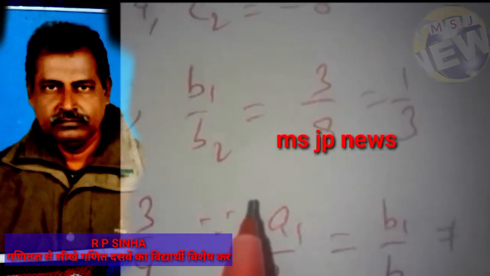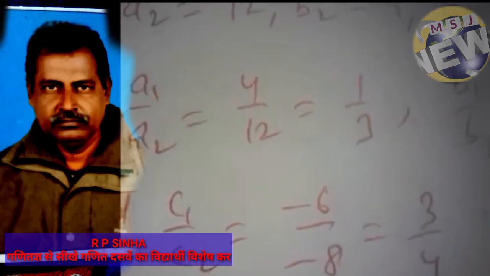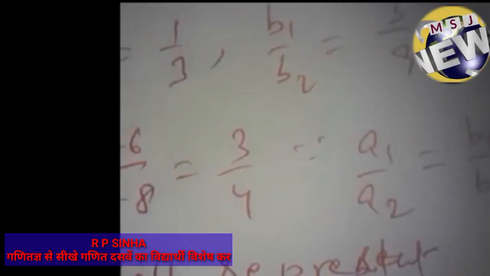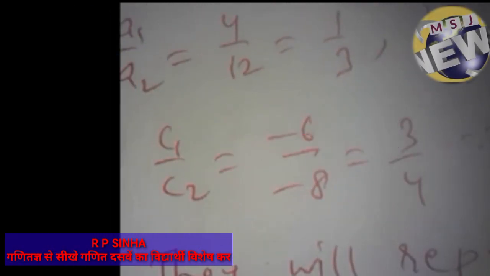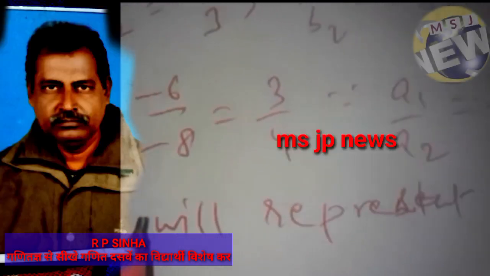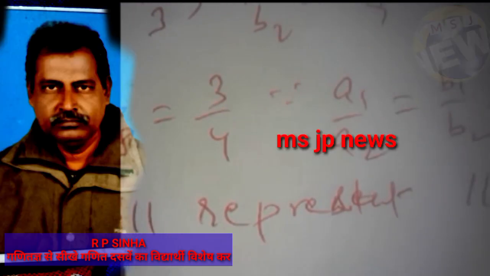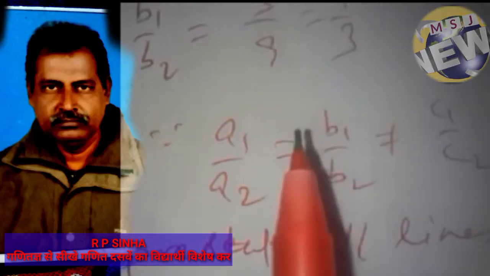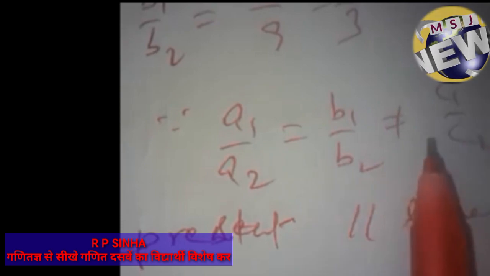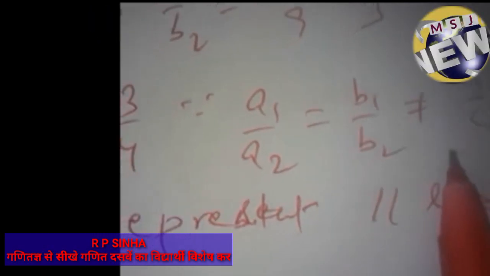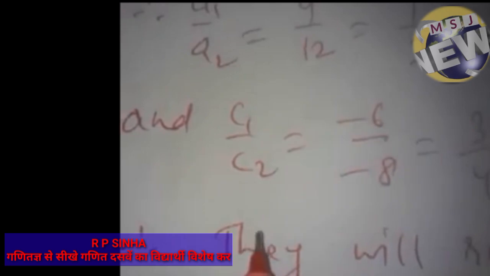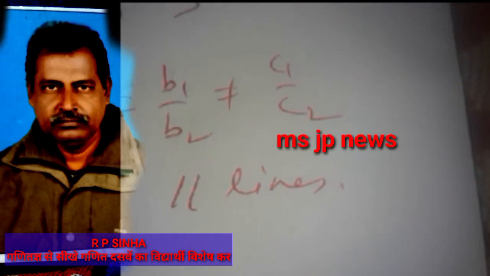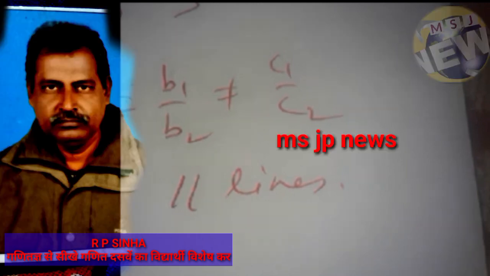Now what do we see? The ratio of A1 by A2 is equal to B1 by B2, and both are equal to 1 by 3. Now the ratio of C1 by C2 is equal to minus 6 by minus 8, which is ultimately equal to 3 by 4. Now when A1 by A2 is equal to B1 by B2, but none of them is equal to C1 by C2, then we know that these types of equations represent a pair of parallel lines. When we draw the graph of these equations, we will get a pair of parallel lines.